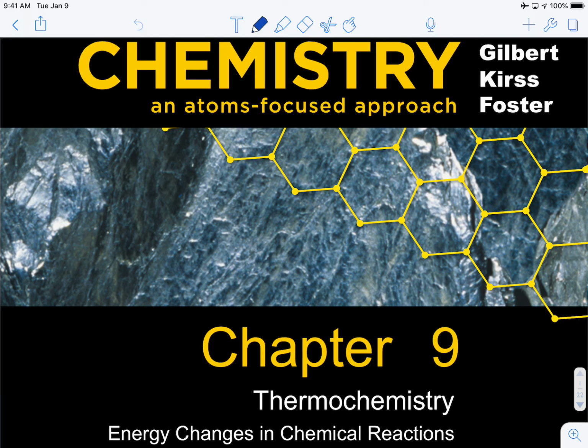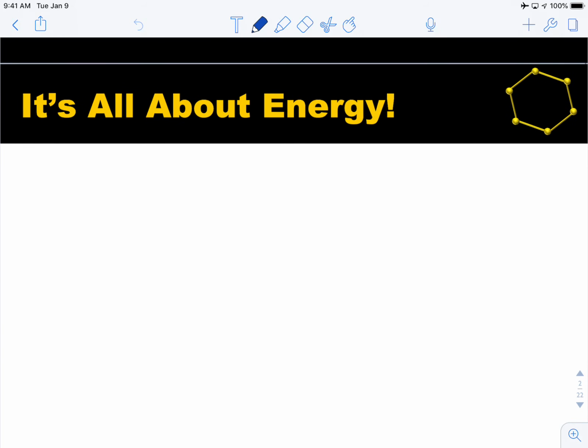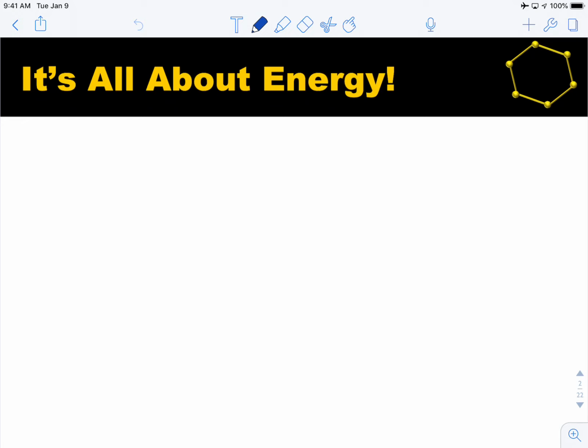This chapter is on thermochemistry. Really, we can think of this as energy changes associated with chemical reactions. As you might have thought, chemical reactions might gain or lose energy over the course of a reaction, and that can often be measured by temperature. So there are several things we'll learn about in this chapter. It really is all about energy.